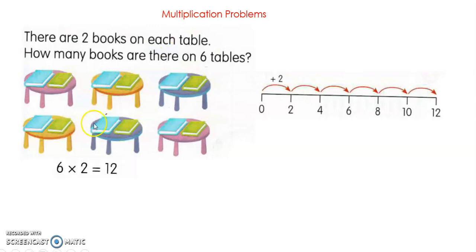As you see here, we can just say how many groups do we have here. We have 1, 2, 3, 4, 5, 6. We have 6 groups multiplied by 2, because in each group we have 2 books. So, as we learn in the multiplication table for 2, we can say 6 times 2 equals 12. So this is the answer. Simply, instead of adding 2 plus 2 plus 2 six times, we can just say 6 times 2 equals 12. So there are 12 books on the 6 tables.